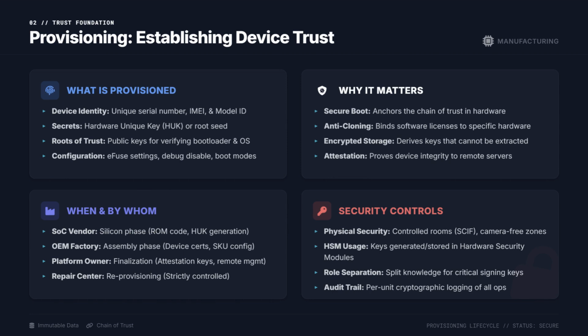Device trust begins during provisioning, which occurs at the manufacturing stage. During provisioning, the device receives critical identity information such as a unique serial number, device identifiers, and hardware unique keys. These identifiers allow every device to be securely recognized by back-end systems. Provisioning also installs the root of trust, which typically includes cryptographic keys used to verify firmware and bootloaders. Manufacturers also configure important system parameters such as debug settings, boot modes, and security policies.